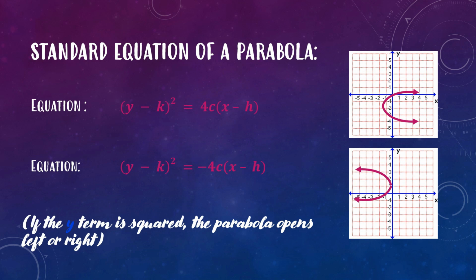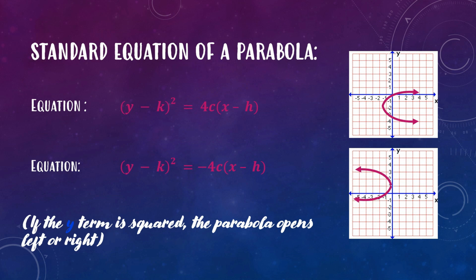Okay. In our third equation, we have y minus k. So again, what is squared here is the y-related terms, or the y term. So the y is squared, and then our 4c is positive. If the equation looks like this, our parabola opens to the right. Okay, so it opens to the right.